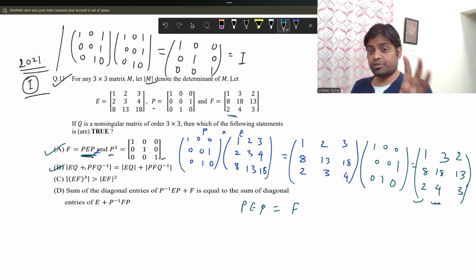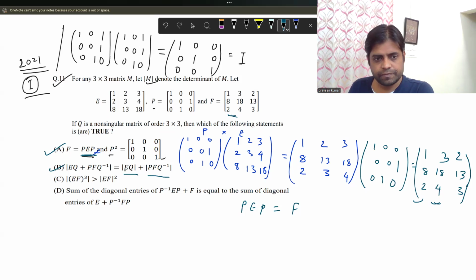This is determinant of this complex matrix is equal to determinant of EQ, and this is PF. What is Q? Q is a non-singular matrix of order 3 cross 3. So Q is any other matrix other than E, P, and F. Right? Q is any non-singular matrix. We can take A, B, C, D, E, F like that.